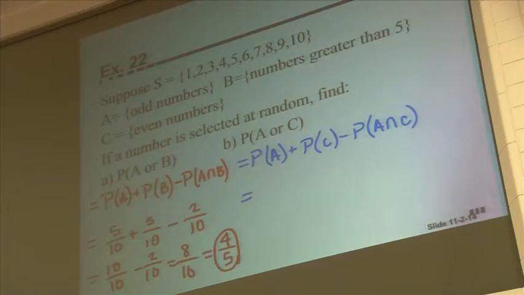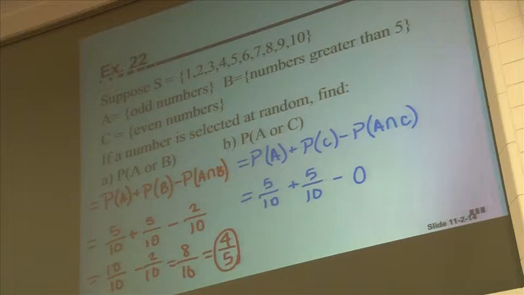5 out of 10, right? There's 5 odd numbers out of your total sample space of 10. What's the probability of choosing an even number? 5 out of 10. Okay. What's the probability of choosing a number that is both even and odd? That's 0. No number is both even and odd. It's either even or it's odd. It can't be both. Okay?